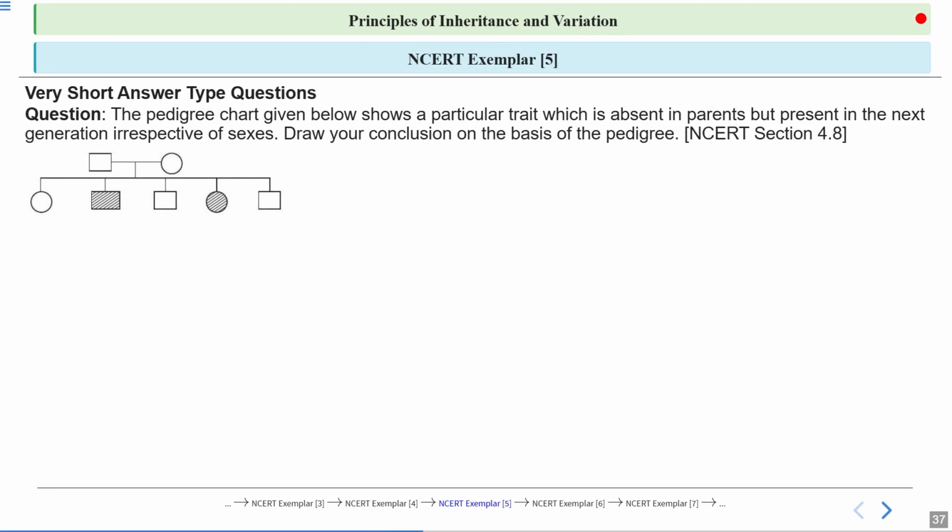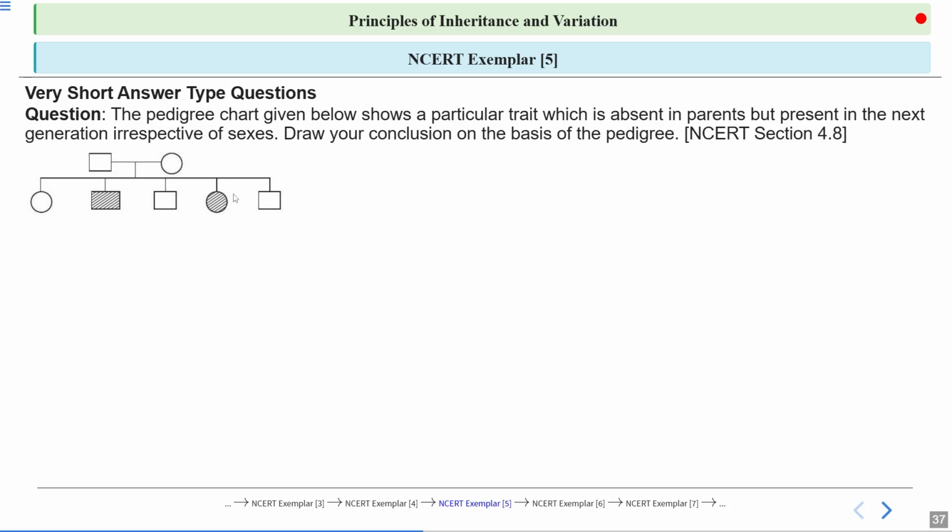The next question, so here a pedigree chart is given to you. A pedigree chart given below shows a particular trait which is absent in the parents but is present in the next generation. Irrespective of the sexes, you need to draw your conclusion on the basis of the pedigree. So the pedigree chart is shown to you. Here they are saying these are the parents, male and female, both the parents are unaffected, but their offspring are diseased.